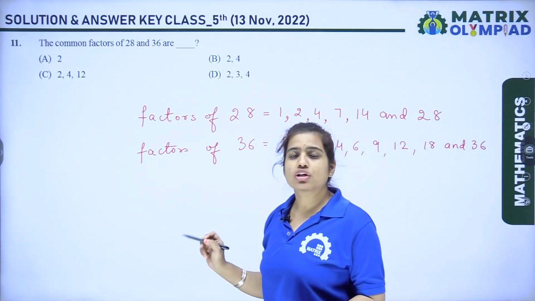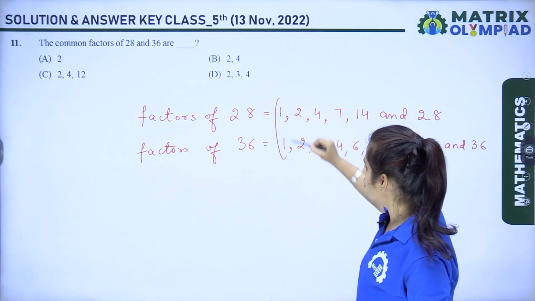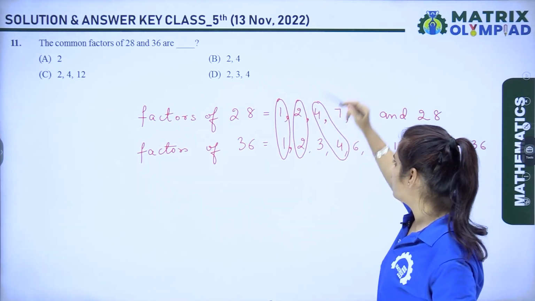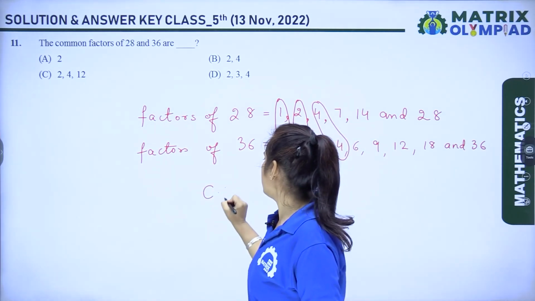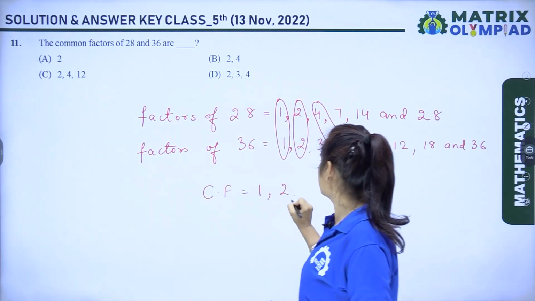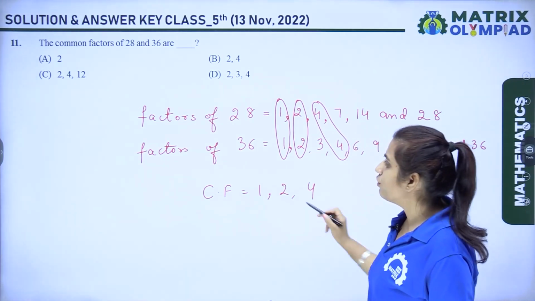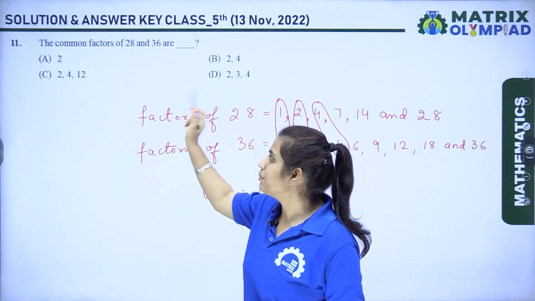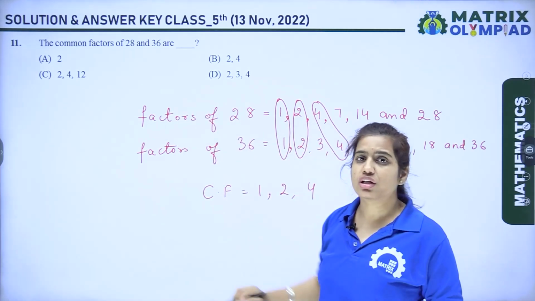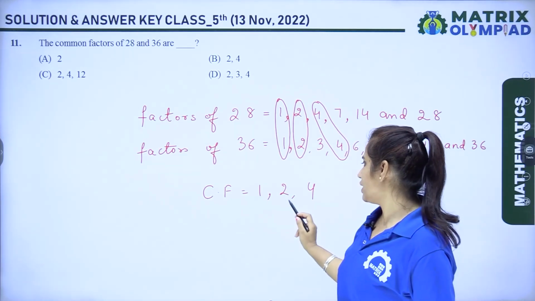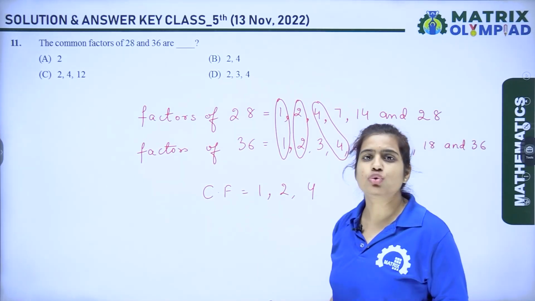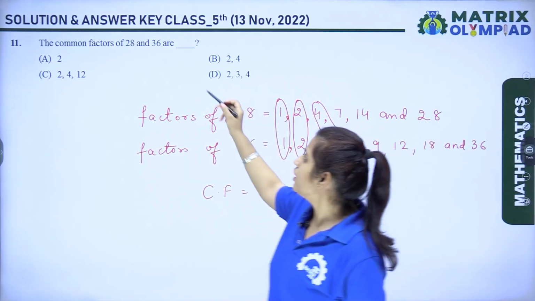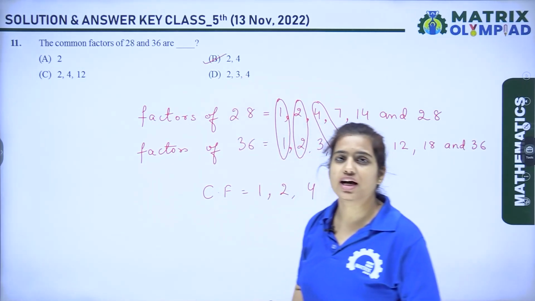Now let's find out the common factors. So here 1, 2 and 4. So the common factors are 1, 2 and 4. So 1 is a factor of all numbers. So in the options A, B, C and D, here it is not written 1. So after 1 we can see that 2 and 4 are the two common factors of 28 and 36. So here option B is the correct answer.